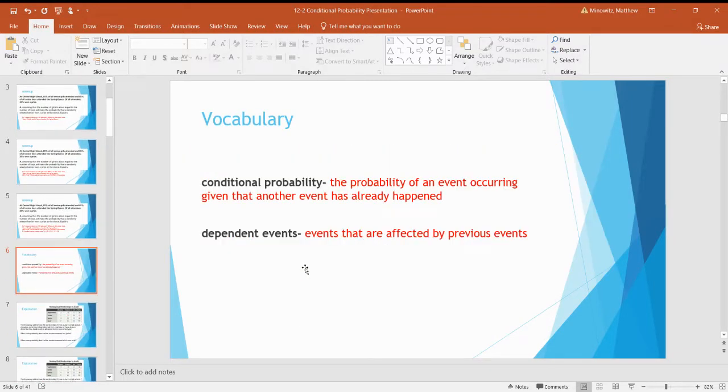So once again, we have some vocabulary. You can pause the video and copy it down. Conditional probability, which we talked about, that's our lesson target. And then dependent events, which we talked about in 12-1. So those are events that are affected by previous events.